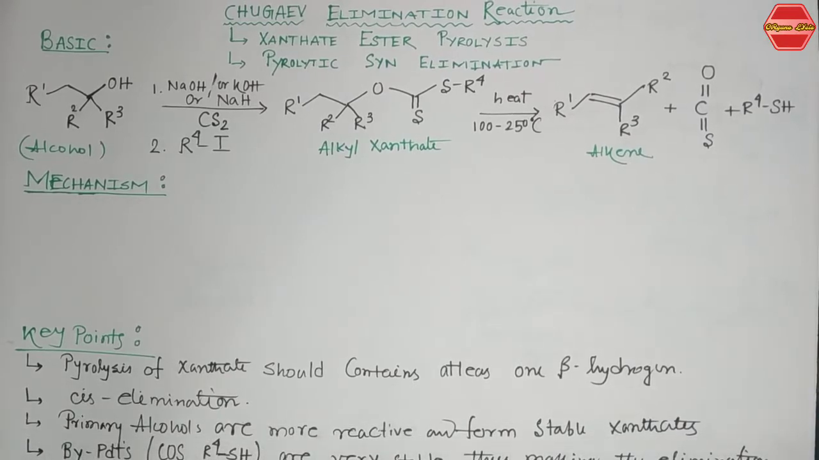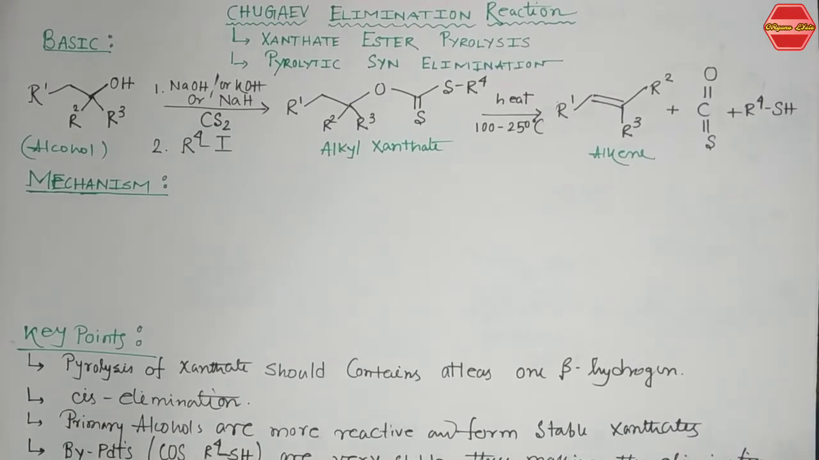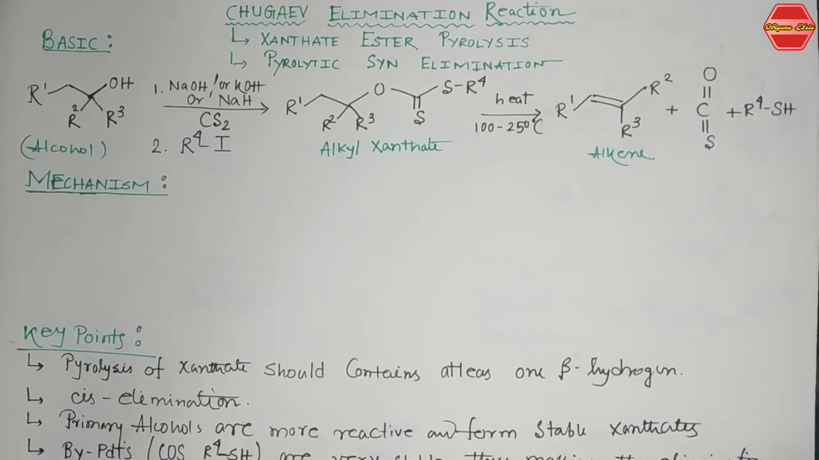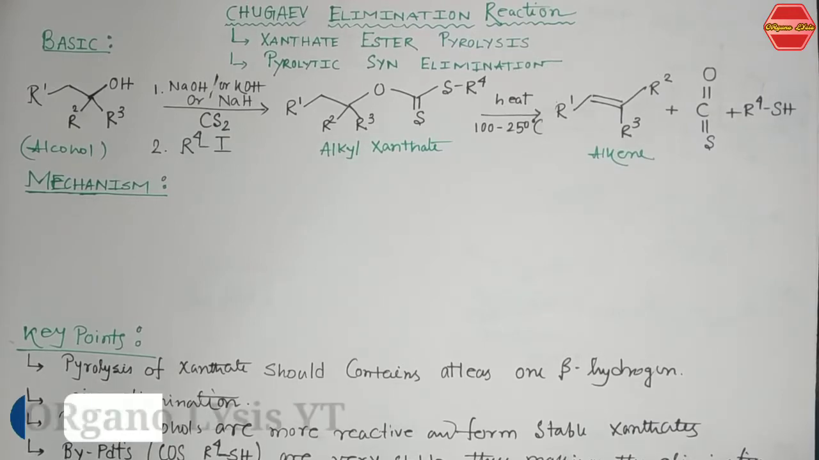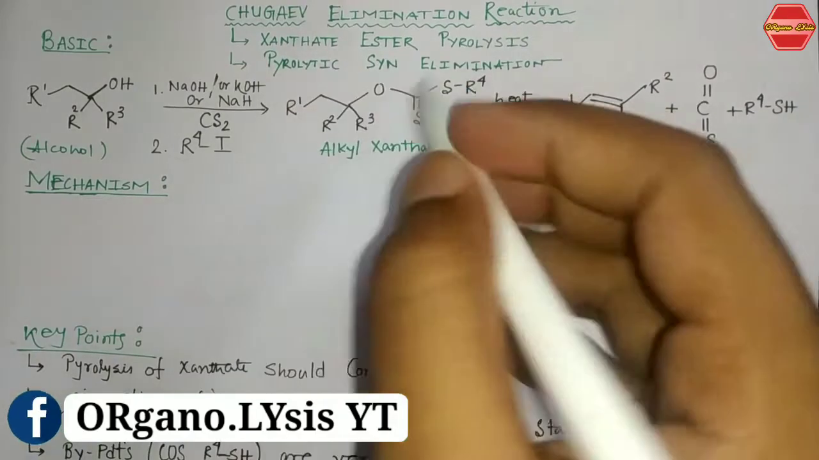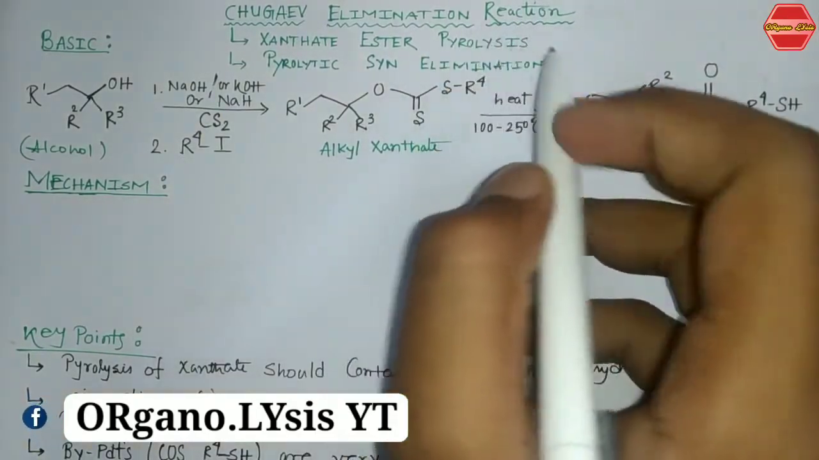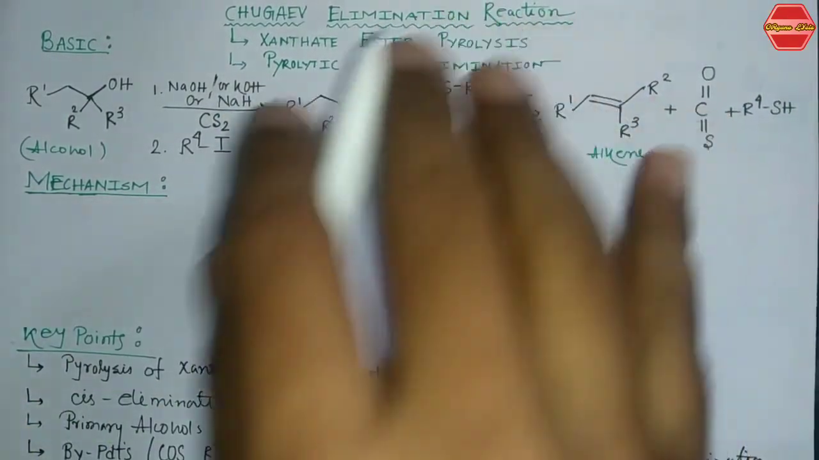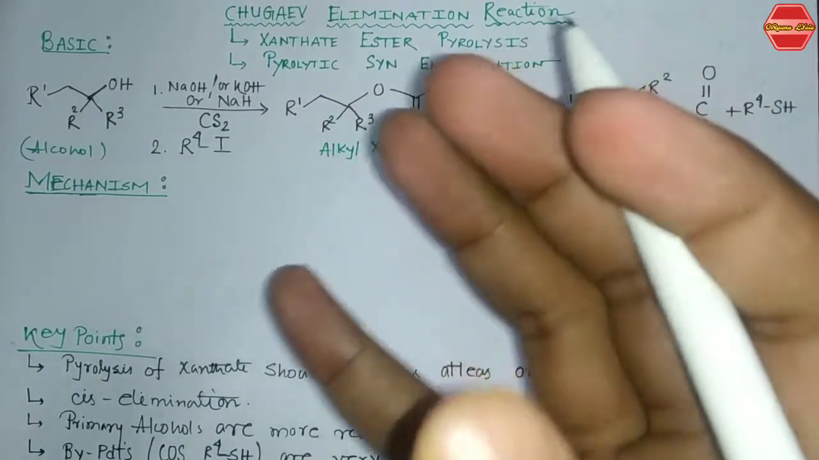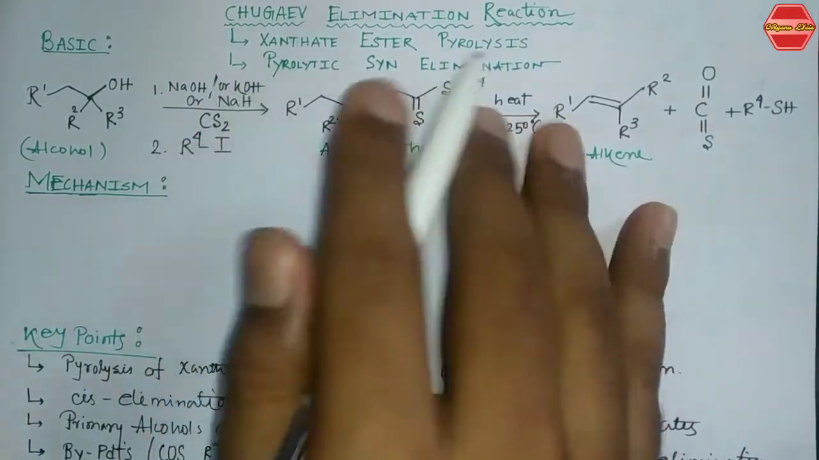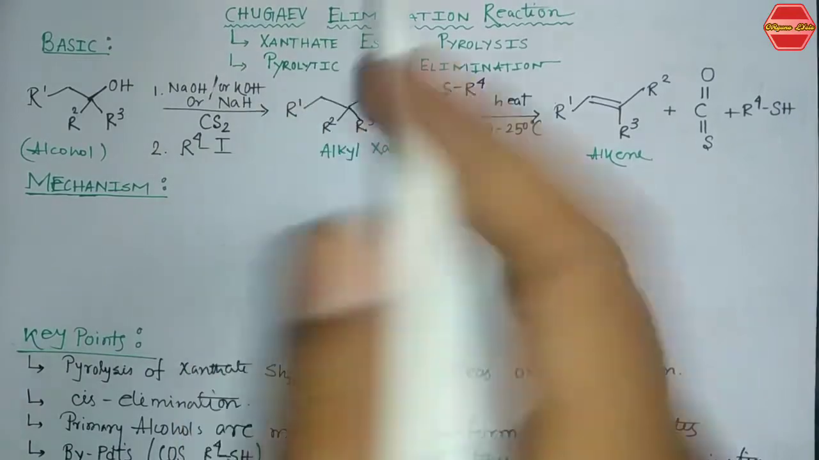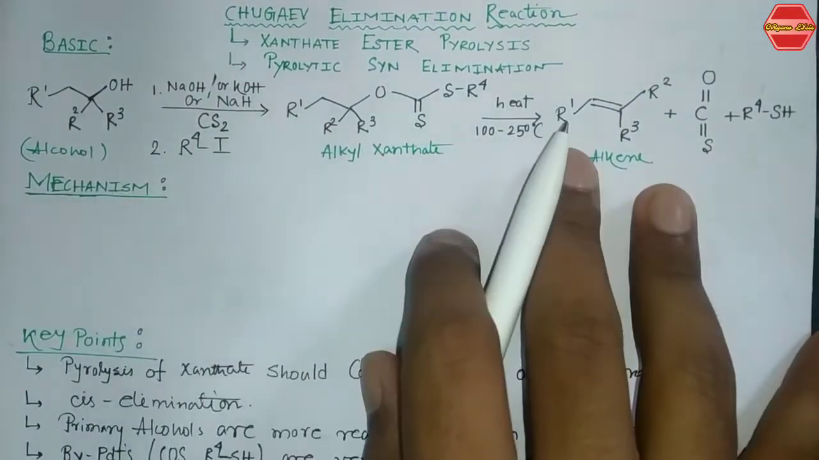Now in this particular video we are going to discuss the important name reaction called the Chugaev elimination reaction, and some consequence reactions of the Chugaev elimination reaction are the xanthate ester pyrolysis and the pyrolytic syn elimination. Now you can think, what is meant by pyrolysis? Pyrolysis is basically heating. Now to heat a compound, that is basically the xanthate ester. Now what is xanthate ester? We will do that in the next reaction sequence.